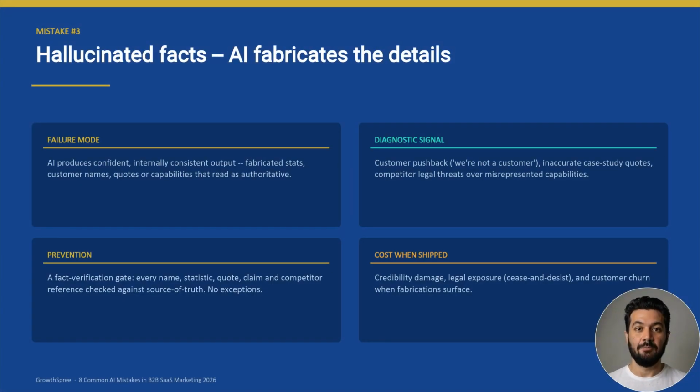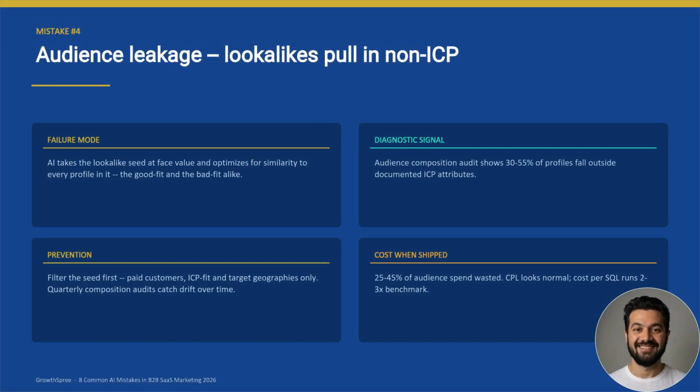Mistake 3. Hallucinated facts. The most legally dangerous. AI invents statistics, customer names, quotes, capabilities, and it all reads as authoritative. You find out when a customer says they've never heard of you or a competitor sends a cease and desist. Prevention: a fact verification gate, every claim checked against source of truth. No exceptions.